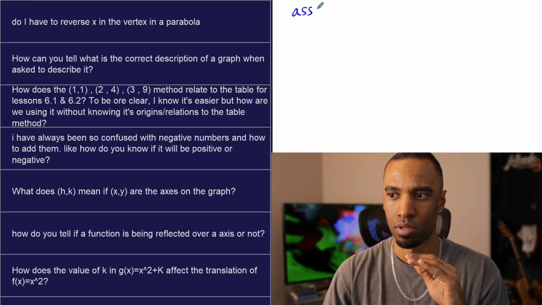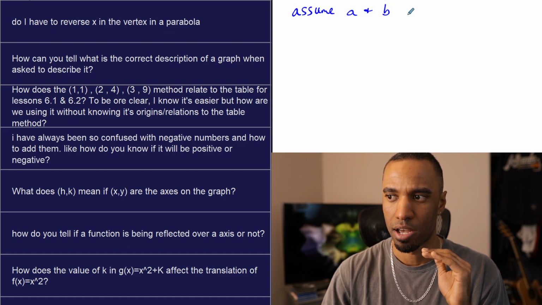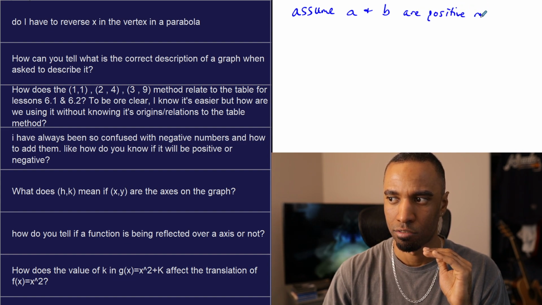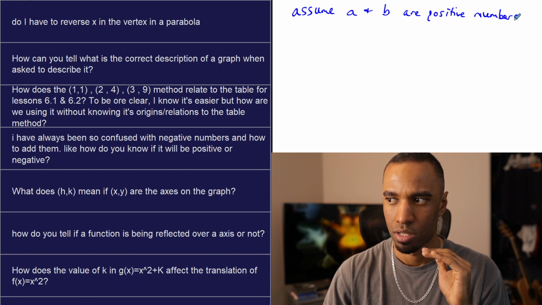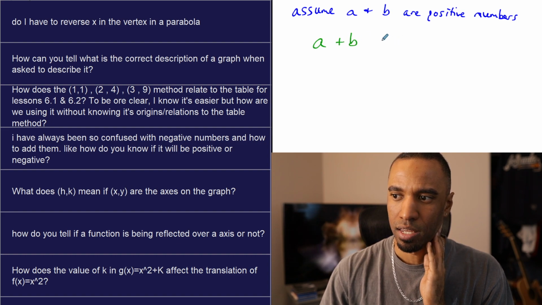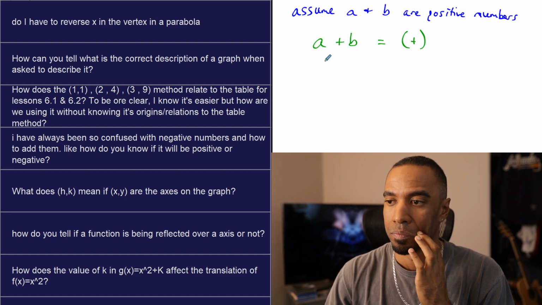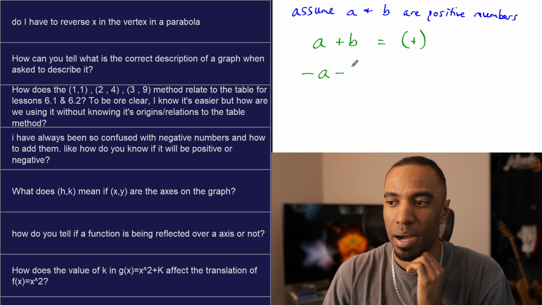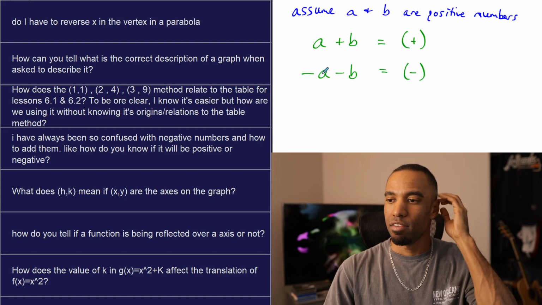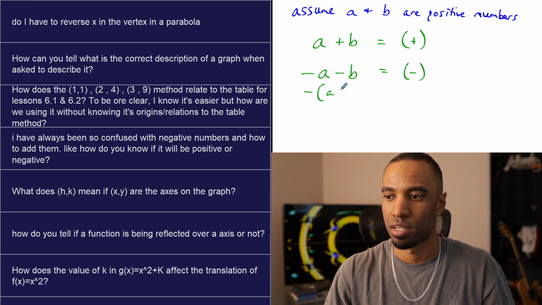Let's assume that letters A and B are positive numbers. Okay? Assume A and B are positive numbers, for my sake when I do these things. That would mean that A plus B is a positive result, if they're both positive, right? Negative A minus B will always be a negative result. Negative A minus B is the same thing as the opposite of A plus B.